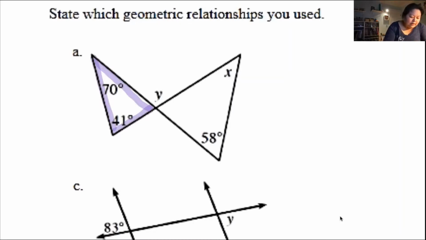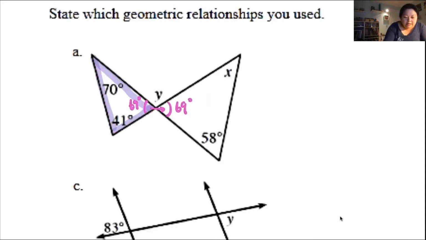So take 180 and I subtract the 70 degrees and I subtract 41 degrees. That will give me the missing angle to be 69 degrees. All right, that's great. Is it helpful? Yeah, it should be, because then it tells me the vertical angle to the other side. This is also 69 degrees.